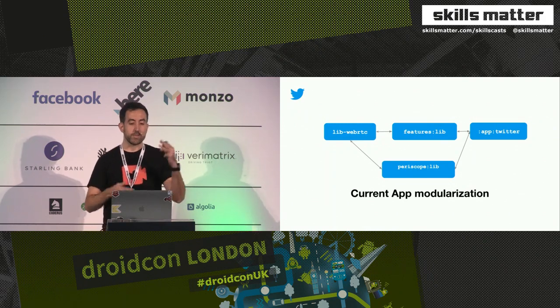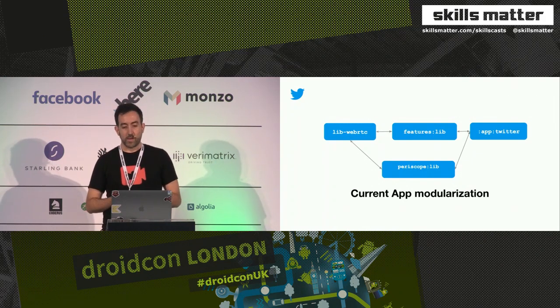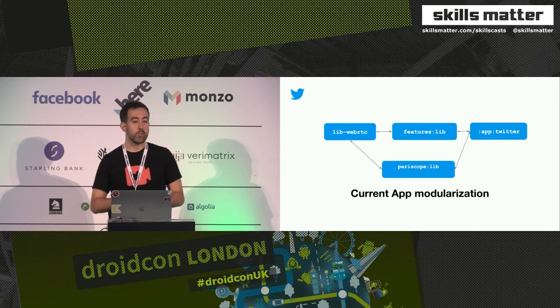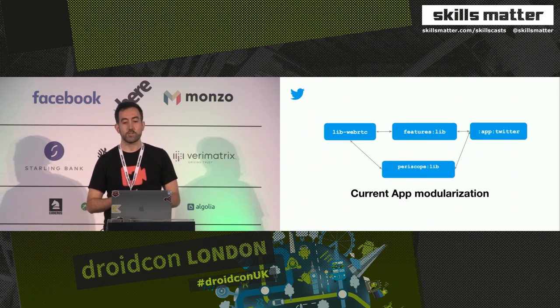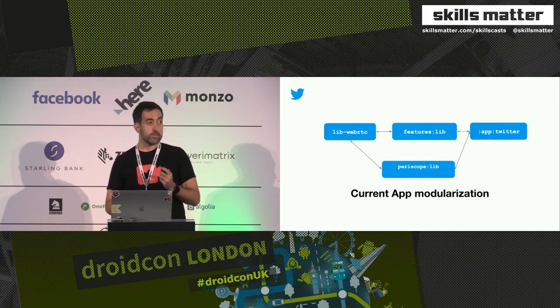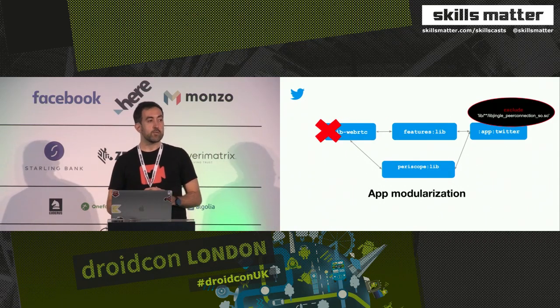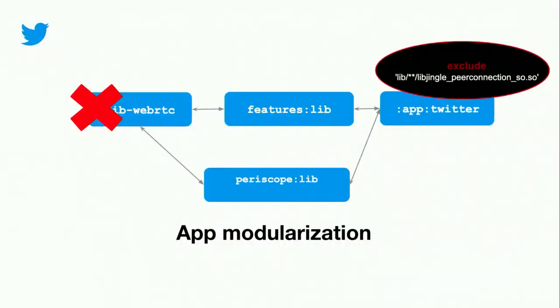That means that we have different applications, and we want to use them across different apps. The thing is, for Periscope, it's not really a problem for us. We can afford to have WebRTC embedded into the app. The thing is, we don't want to have this for Twitter, because we have other markets, and we want to be aware of that. So the only solution we have for this is basically excluding the native library for WebRTC in order to not have this all the time.